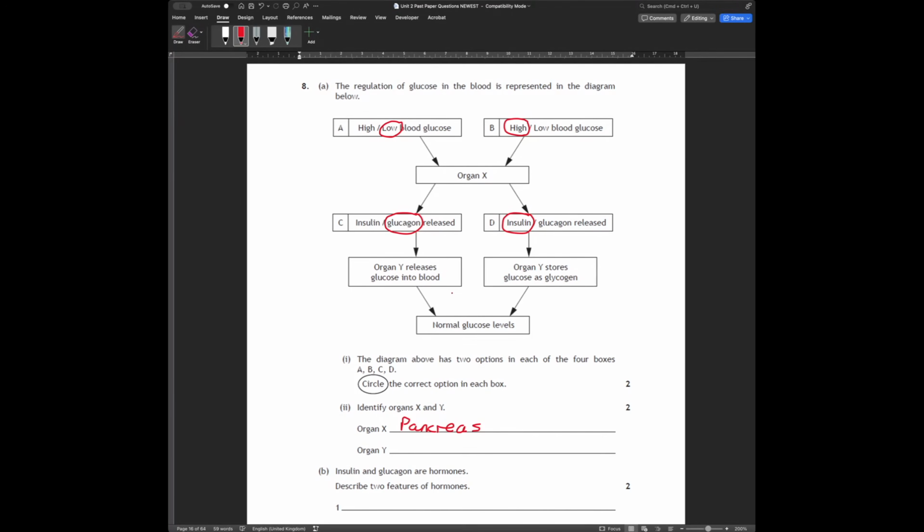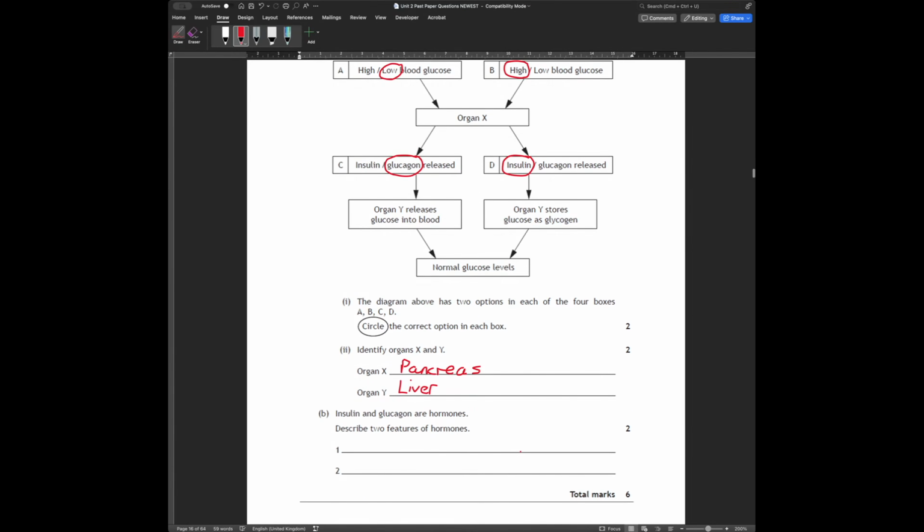So what's organ Y then? Well, we know that the pancreas releases our hormones because it's an endocrine gland, but the target tissue, the organ that these hormones go to, is the liver. Okay. And the liver is the one that converts glucose to glycogen or glycogen back into glucose.